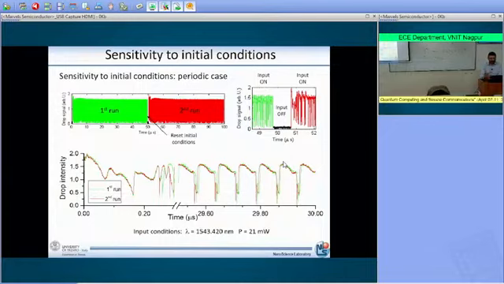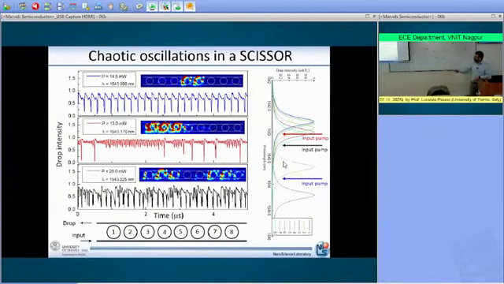Okay? And so a periodic system should not be sensitive to the initial condition. A chaotic system is strongly dependent on the initial condition. So even a small change in the initial condition will produce a very different evolution of your system. And here is an example of what happens in a periodic case, where we are not at all sensitive to the initial condition. So the periodic case is this one.